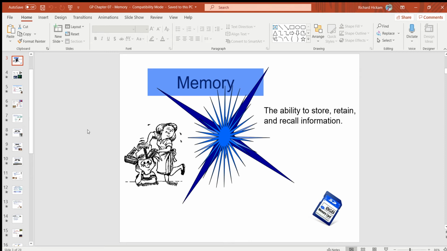This is the chapter on memory, and we know that memory is the ability to store, and then you have to hold on to what you store. That's called retention, and the ability to recall information.